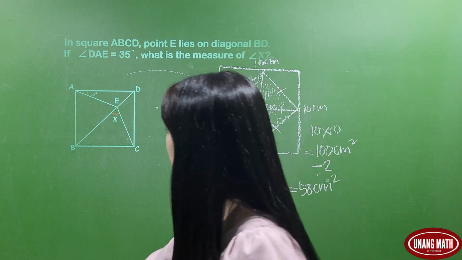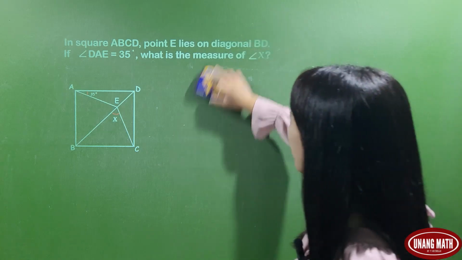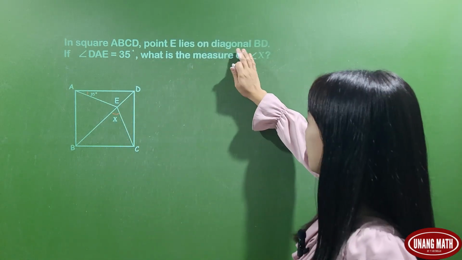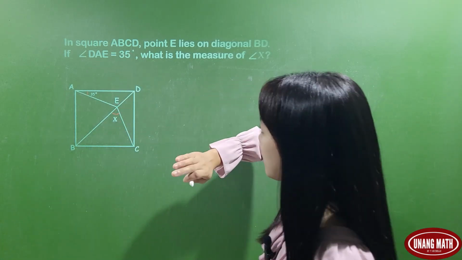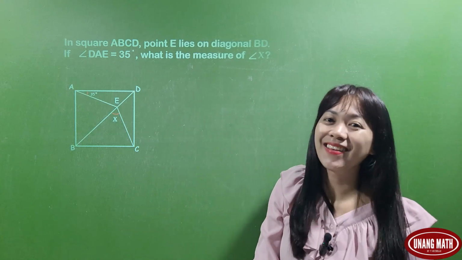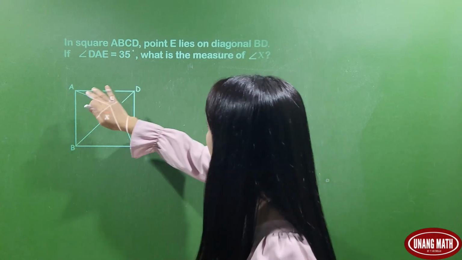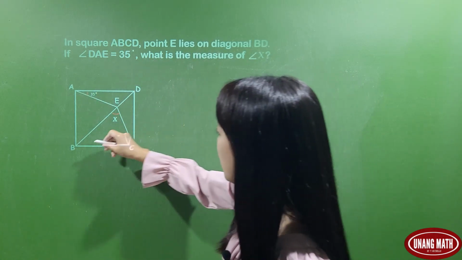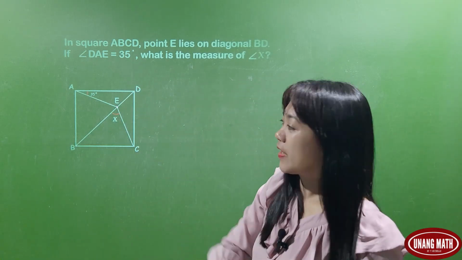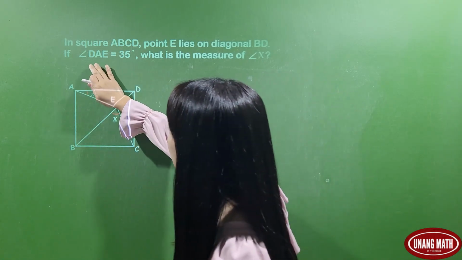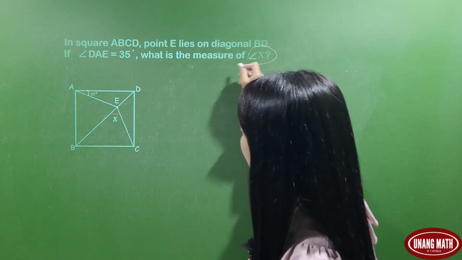Okay, for the last question, let's also answer this one. In square ABCD, point E lies on diagonal BD. If angle DAE is 35 degrees, what is the measure of angle X? So it's given that this is a square ABCD. Point E lies on the diagonal BD. So this is our diagonal, and point E lies on diagonal BD. If angle DAE is 35 degrees, or this angle, we're trying to find the measure of angle X.